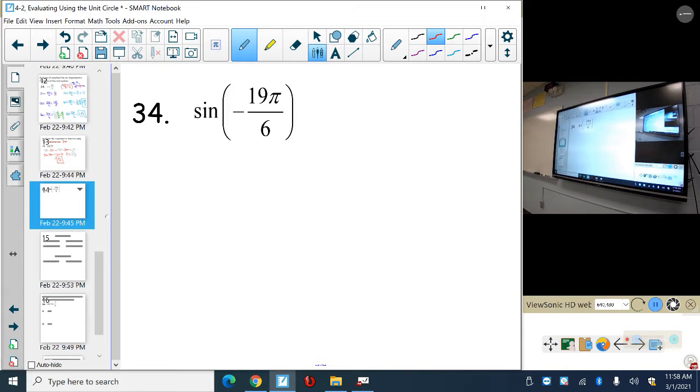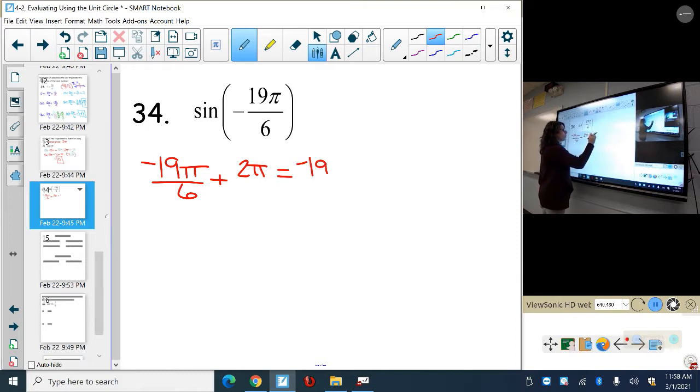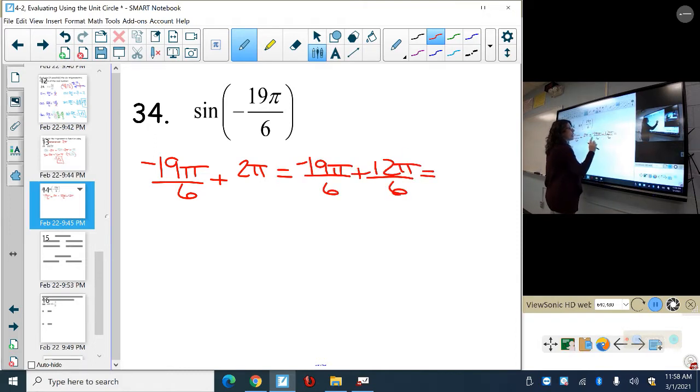$34? 34 is the exact same thing. Negative 19 pi over 6, I'm going to add 2 pi. What is 2 pi actually? That's 6 times 2, which is going to be 12 pi over 6. Negative 19 plus 12 pi is going to be negative 7 pi over 6.